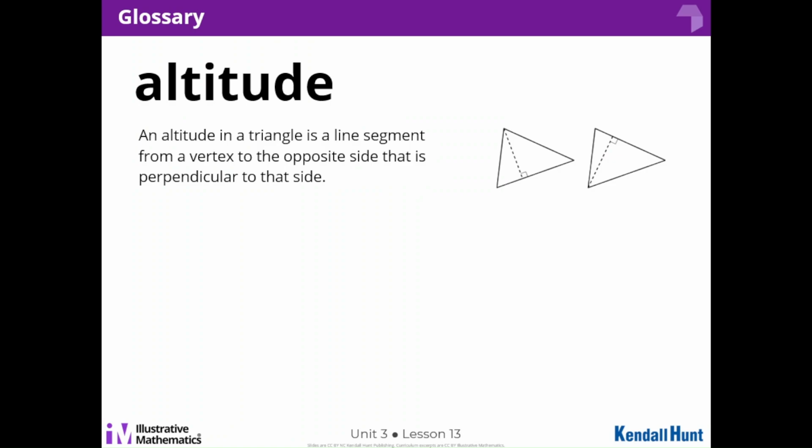With all of this in mind, we do have one glossary term, and that is altitude. An altitude in a triangle is a line segment from a vertex to the opposite side that is perpendicular to that side. If you notice, we're drawing this dashed line out of one of the vertex or corners of the triangle, and we're drawing it in a way that it ends up exactly perpendicular to the line that is across from that vertex.